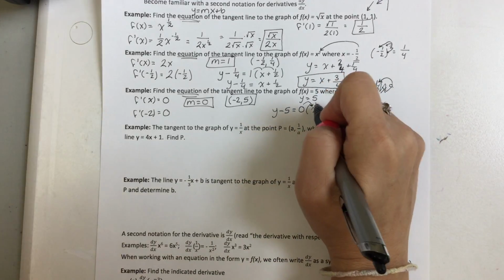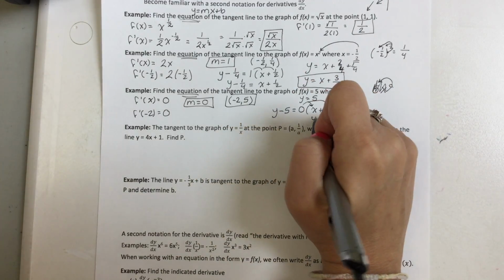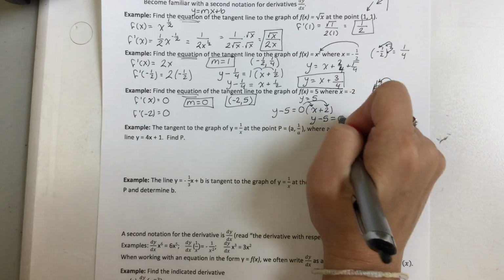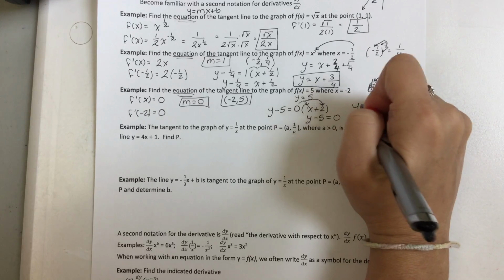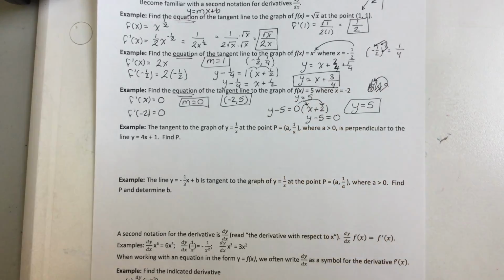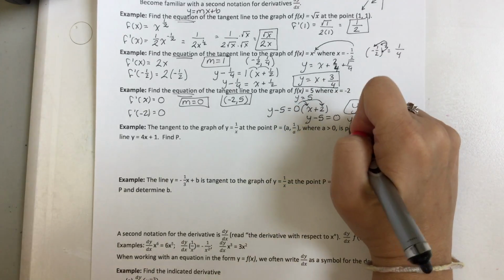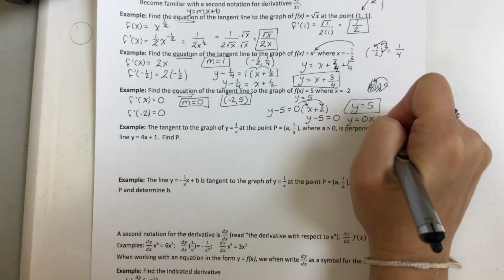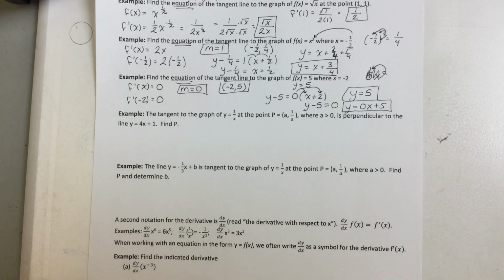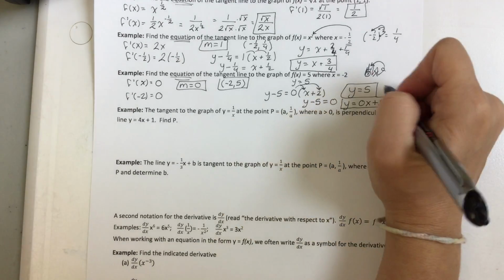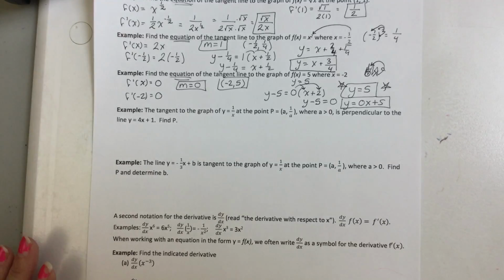When I distribute the 0, that becomes a 0 and that becomes a 0. So I have y minus 5 equals 0. I need to get y by itself, so I add 5 over, so y equals 5. If you feel better, you could say y equals 0x plus 5, just because that way it's in that y equals mx plus b format, but you do not need to. Y equals 5 is sufficient.